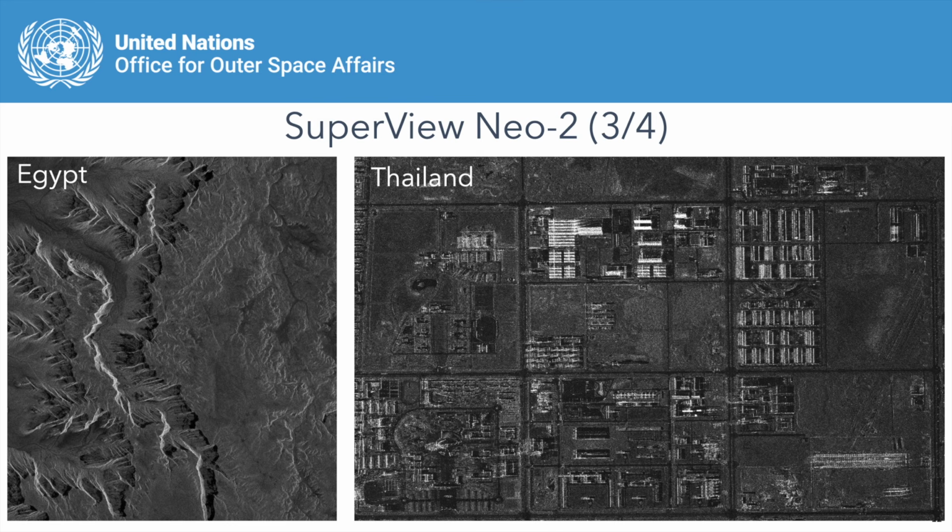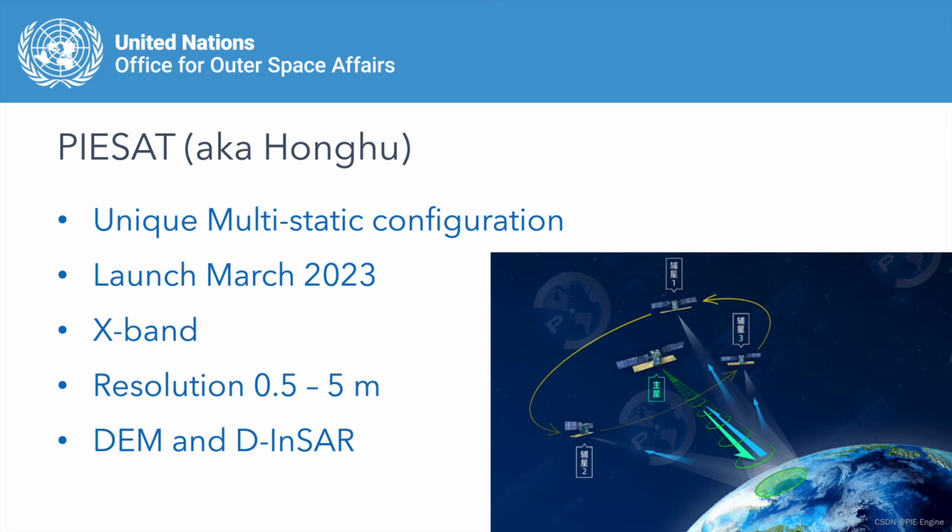There are some examples from Egypt and Thailand of the satellite, and you can see the high resolution that you can achieve with that system. Now let me show another system of interest. It is PIESAT, also known as Honghu, which is quite interesting because it's a multi-static configuration.